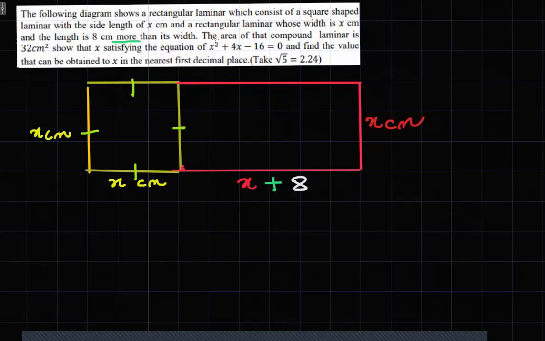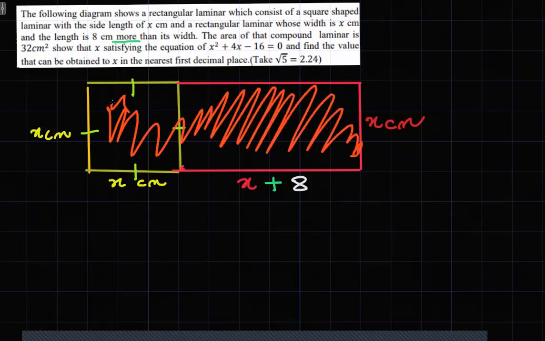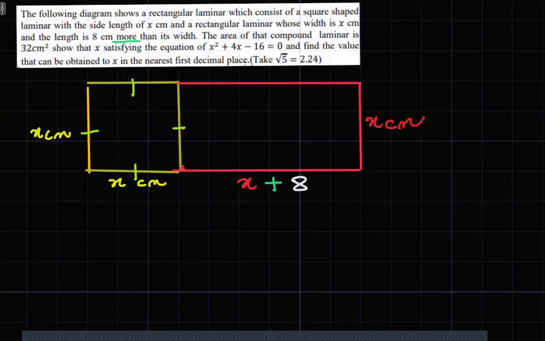Let's go further. The area of that compound lamina. Now, what is a compound shape? A shape that has been made using more than one shape. Here, the compound lamina, let me color it in orange. This entire orange thing is the compound lamina. It has been made by fixing a square to a rectangle. So the area of that compound lamina is 32 square centimeters.